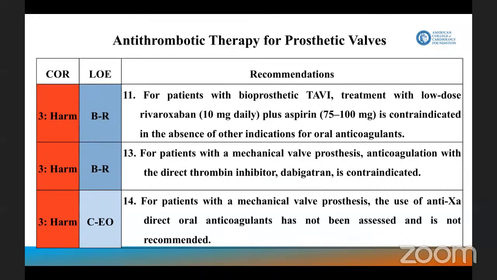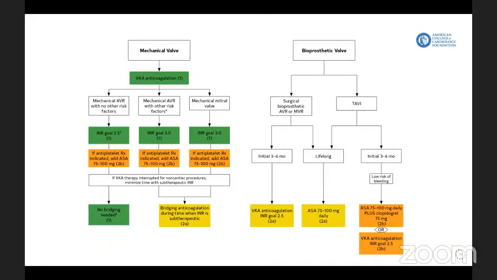For patients with a mechanical valve prosthesis, anticoagulation with a direct thrombin inhibitor like dabigatran is contraindicated. It's a class 3 harmful. And for patients with a mechanical valve prosthesis, the use of anti-factor 10A direct oral anticoagulants has not been assessed and is not recommended, also class 3 harmful.